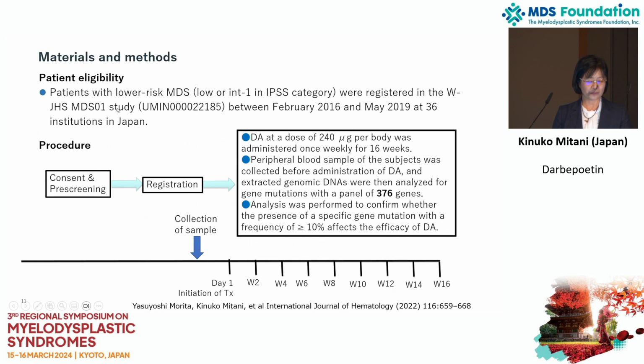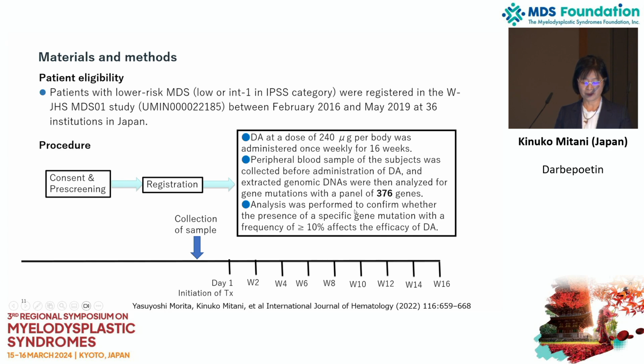Eligible patients are those with lower risk MDS, namely low or INT1 according to IPSS, and darbepoetin alpha at a dose of 240 microgram was administered once weekly for 16 weeks. Peripheral blood samples of the subjects were collected before administration of darbepoetin alpha, and extracted genomic DNAs were then analyzed for gene mutations with a panel of 376 genes.